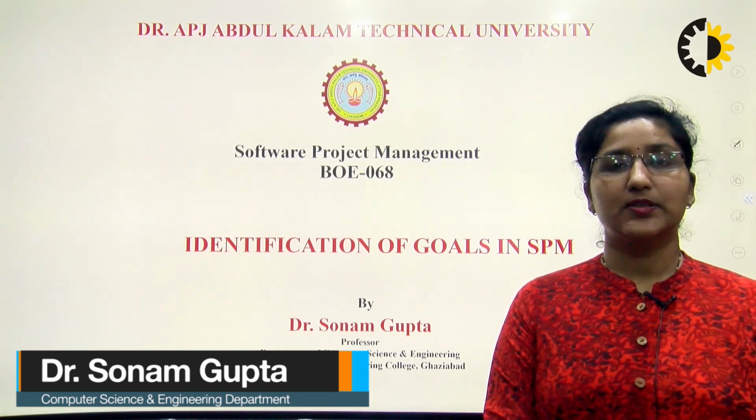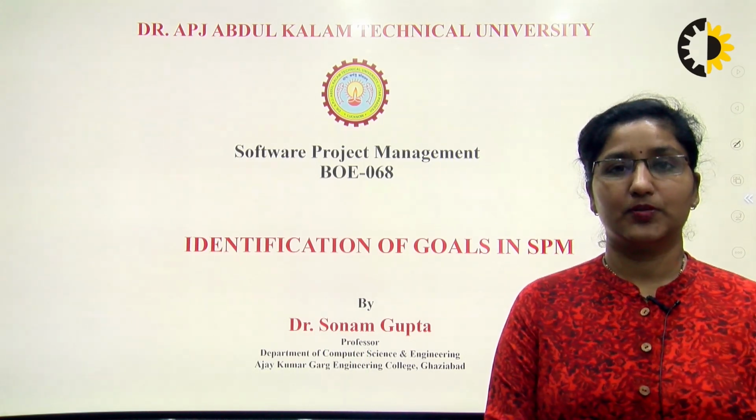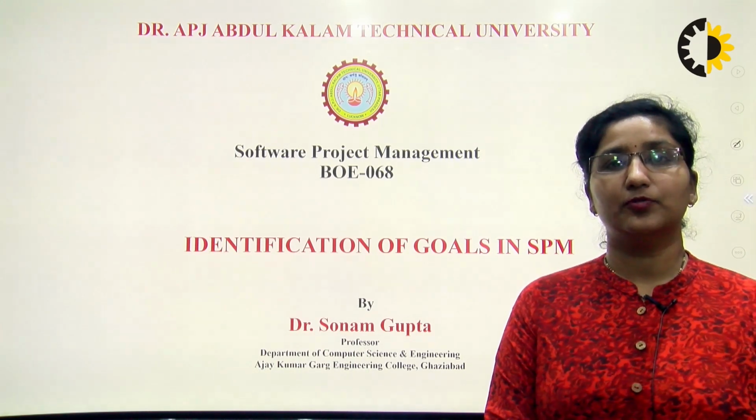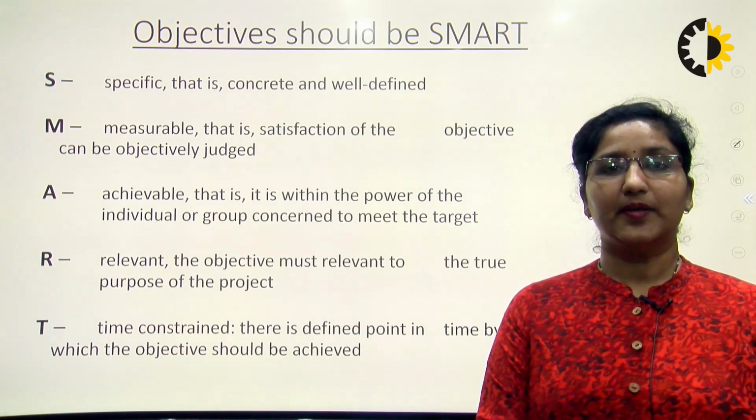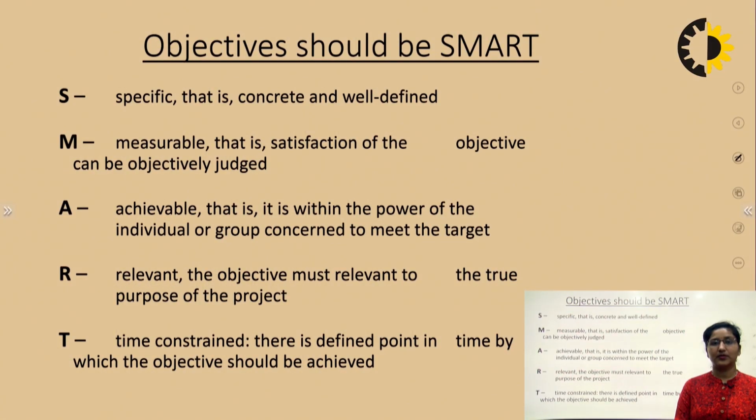Today I am going to discuss a complex topic in software project management, which is identification of goals in SPM. Now, before coming to identification of the goals, we must know what goals or objectives are and how they are measurable. We can say that the objectives should be SMART. SMART is an abbreviation for specific, measurable, achievable, relevant and time constrained.